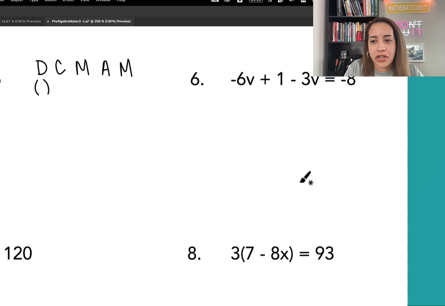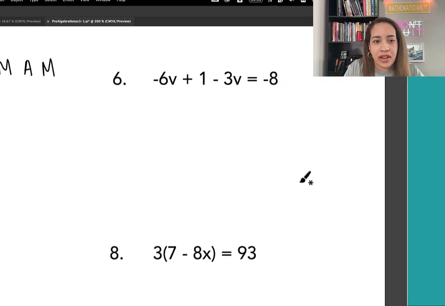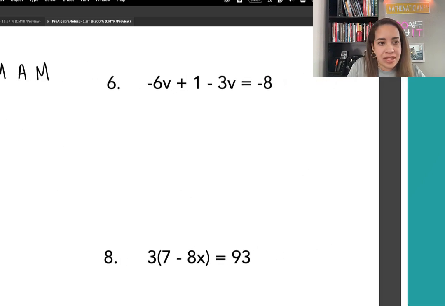Here is number 6. We are still thinking through those same steps, don't call me after midnight, where D stands for distribute. We do not see parentheses in this problem, so we do not need to distribute. We do see that we can combine like terms on the left side.